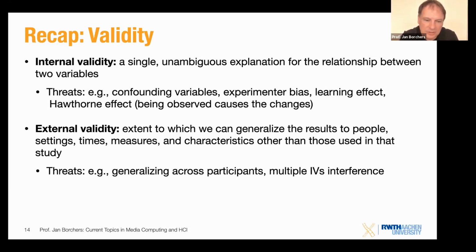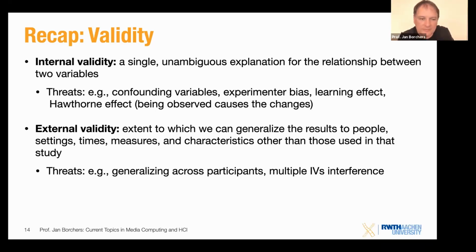So the threat is if you basically say, oh, we studied this with undergraduate students, and I'm sure it's going to be the same for everybody under the sun. Probably not, right? So your external validity goes down if you have a very homogeneous user group in your study, for example.